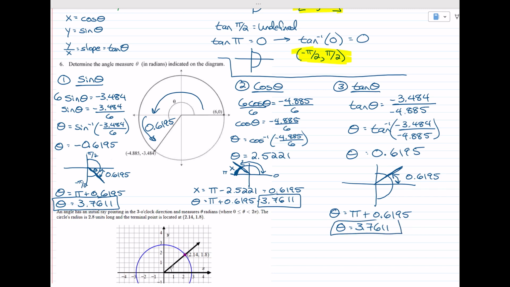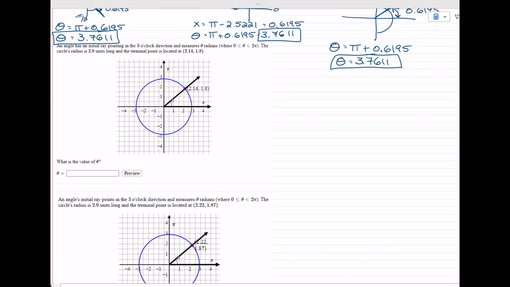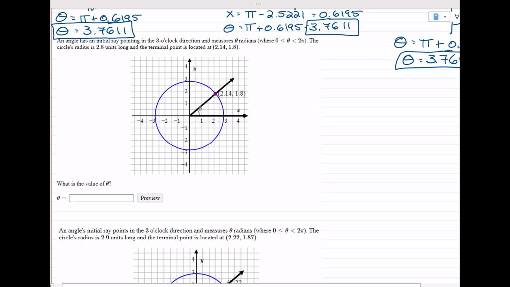Which way is easier? I mean, they're both easy, they're both the same level of difficulty in my opinion. But if I were you, what I would do is I'd maybe solve it using one way, and then I would just confirm it maybe using another trig function. Let's move on to the second problem.